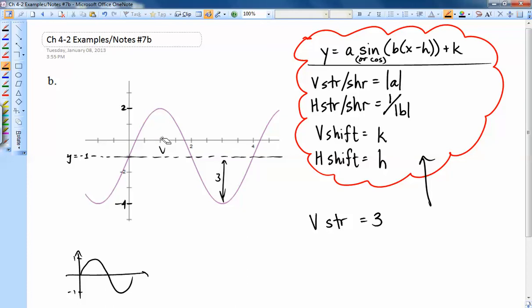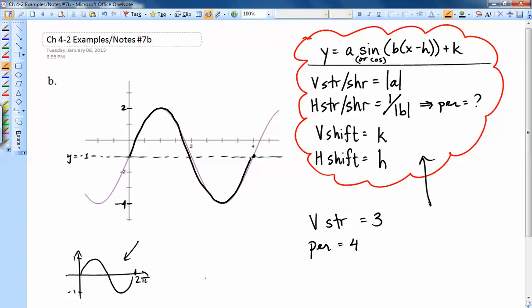If you look at the horizontal stretch, I go through one full period and it takes 4 units to do it. So this thing is directly related to the period. I'm going to say the period is 4, right? Well, the period of regular sine, the original sine over here, is 2 pi. So if I take 2 pi as my original, and then I have to stretch or shrink it by something to get 4, the question is, what's my stretch or shrink factor?